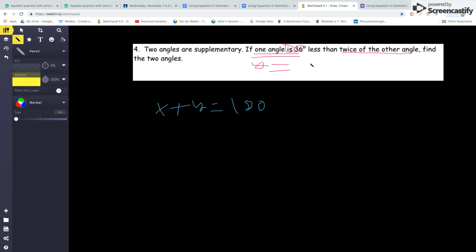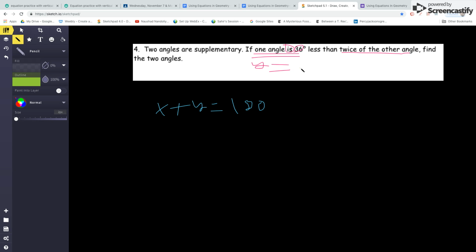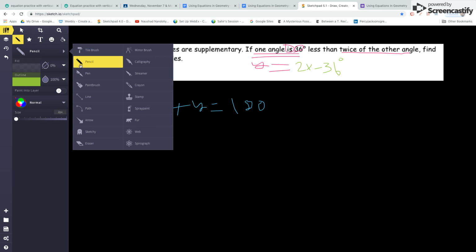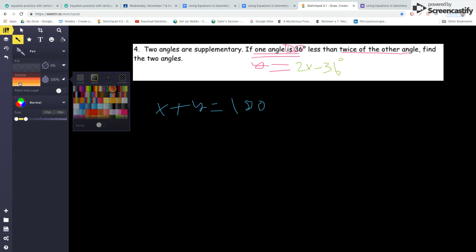Let me just do a different color. So we have twice the other angle, so we can do 2x, and then less than, so it's 36. We don't have to put the degrees in, but I'll put that in just to show. And since y is equivalent to this, this is our expression here. But now we have another expression, the supplementary expression right here. Both of these expressions show how much both angles are equivalent to.